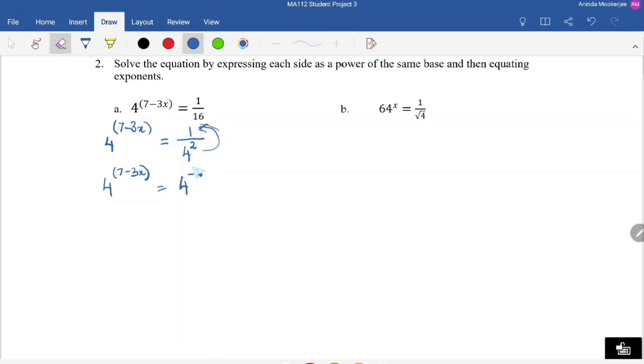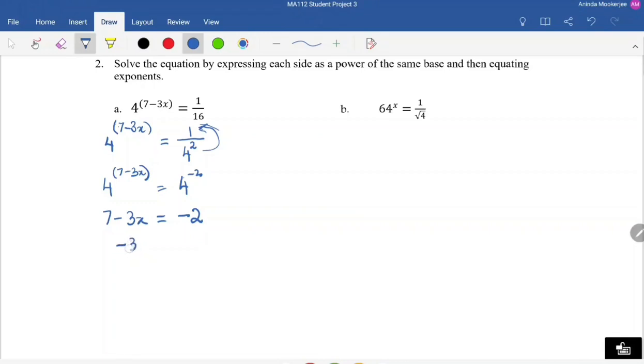All right. So now we have the two sides with the same base, so we can just work with the exponents and write it as 7 minus 3x equals negative 2. Just work with the exponents, all right? We can ignore the 4 for the time being. So we have to solve for x. It's a simple equation at this point.